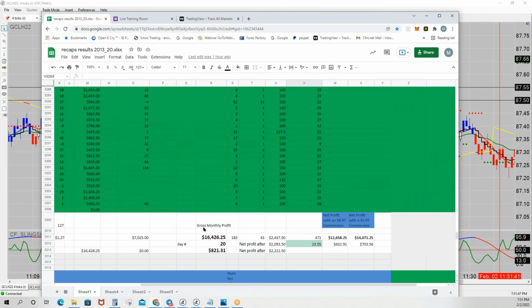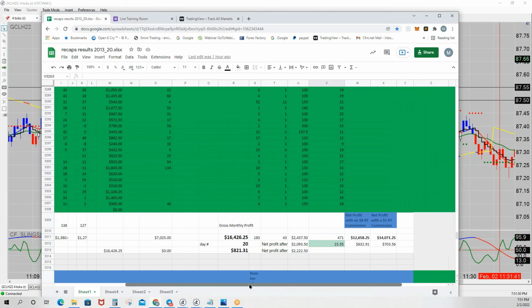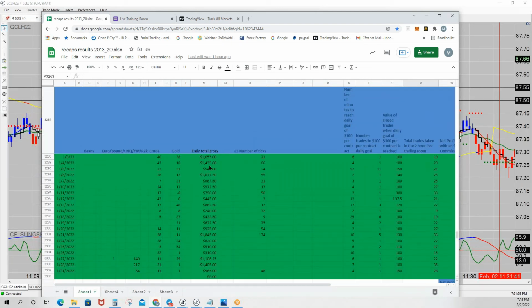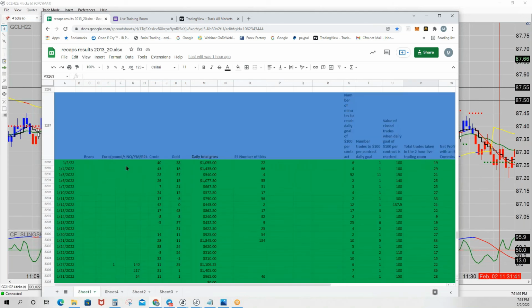Now, this is this month. Not this month. This is January. So we had a pretty good month in January. We started out the year really strong. And what you see over here now is the number of ticks I got, like in crude oil, 40 ticks, gold, 38, the ES, 22, and what that all adds up to.